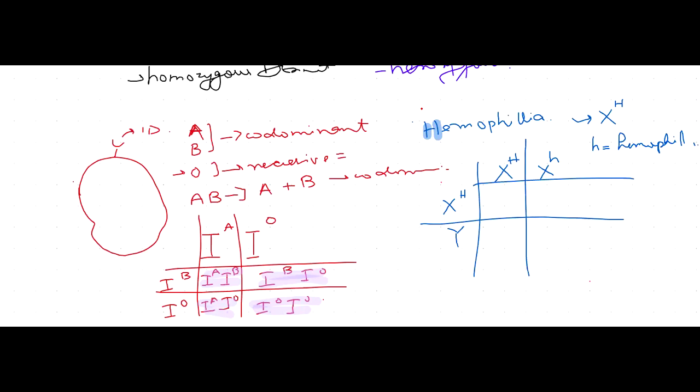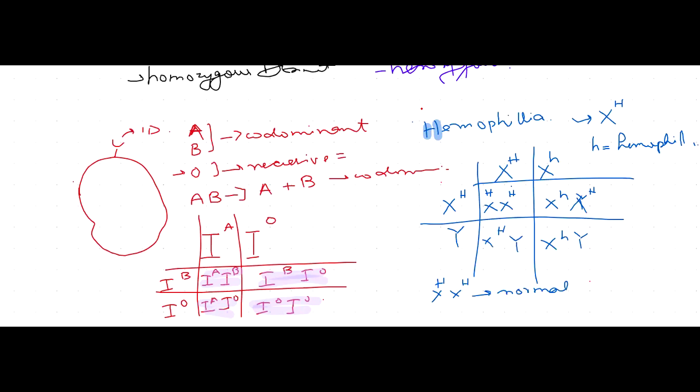Now, what's going to happen is that when you make your cross, this is possibility number one, this is possibility number two, this is possibility number three, and this is possibility number four. Possibility number one is that you can have a female child that is completely normal. Both the alleles are for normal blood. So this person is going to be completely normal.